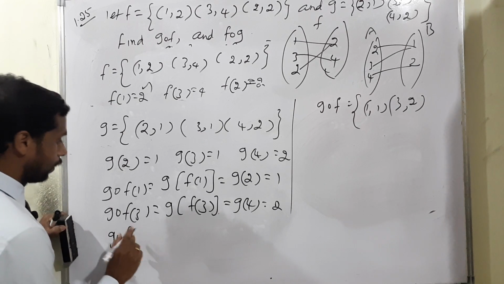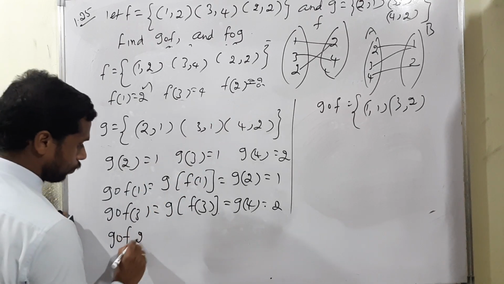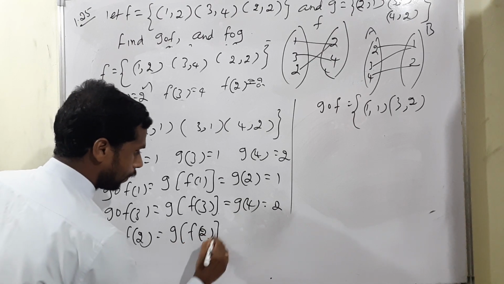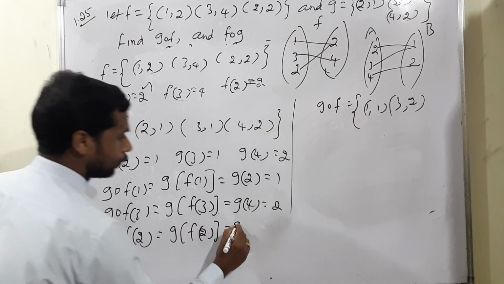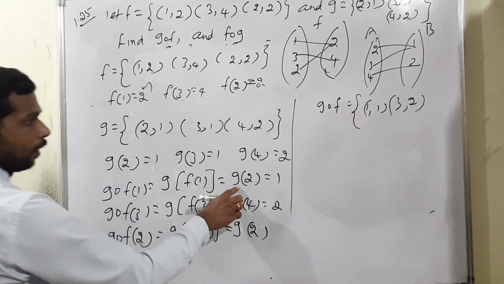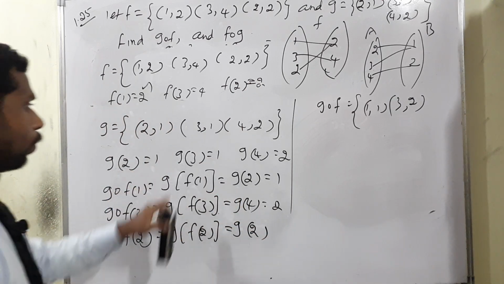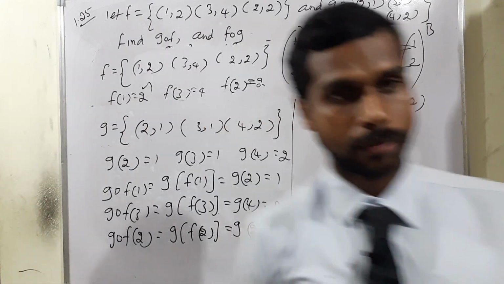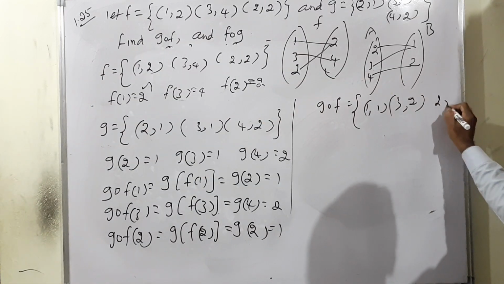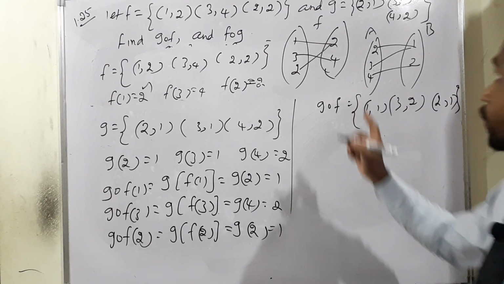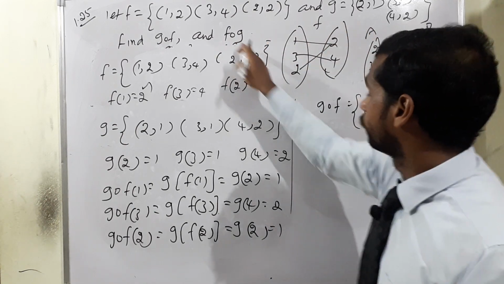Next case, g∘f of 2. Again g of f of 2. What is f of 2? The answer is 2. So g of 2 is equal to the output 1. Therefore again the pair is 2 comma 1. This is the first case. Okay, I am moving to the second case, f∘g.